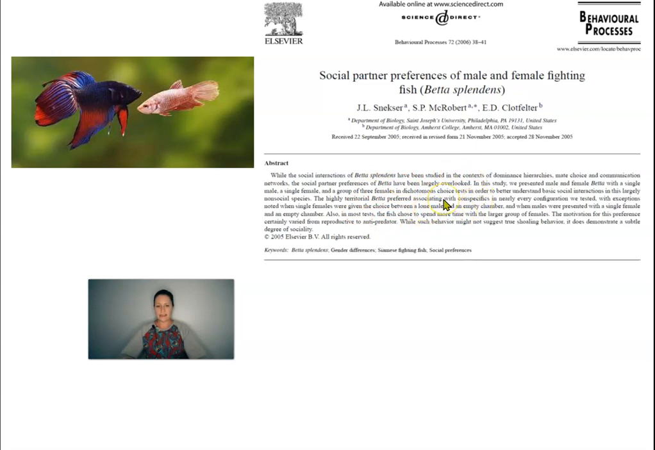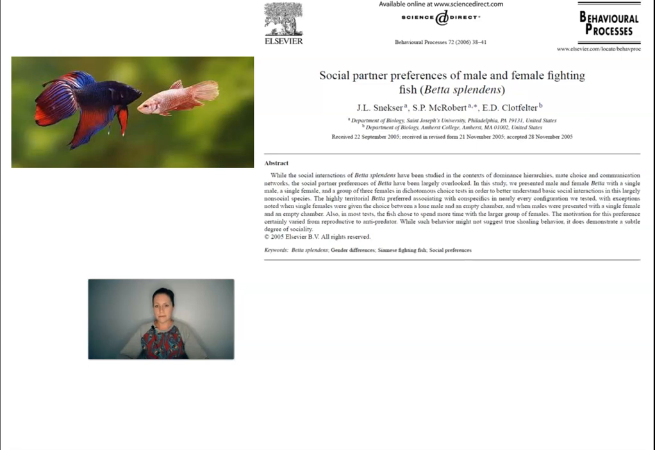So that's why I said, if I'm interested in the title, this is about social behavior in a fish that's actually known for being asocial. Okay, so let's see what this abstract is all about. It says social interactions have been studied in the context of dominance hierarchies, mate choice and communication. What about social preferences? It's been largely overlooked.